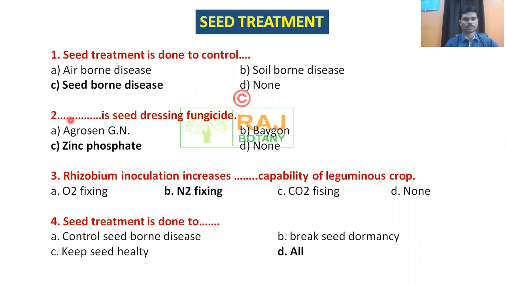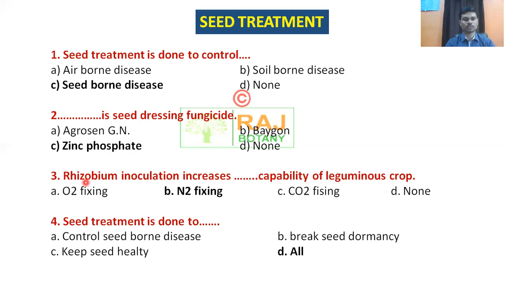Next MCQ, dash is seed dressing fungicide. Agrocin, Begon, zinc phosphate, none of this. There are many fungicides which are used to undertake the seed dressing, but in this MCQ, zinc phosphate, this one option is the right one, zinc phosphate, C option.